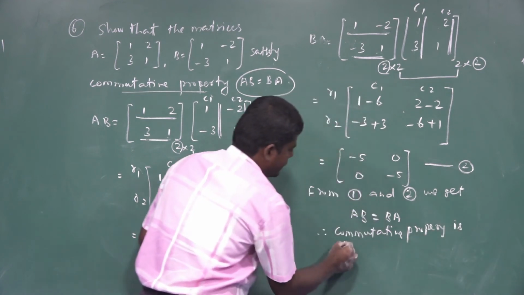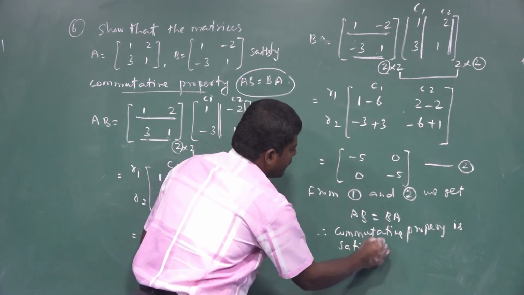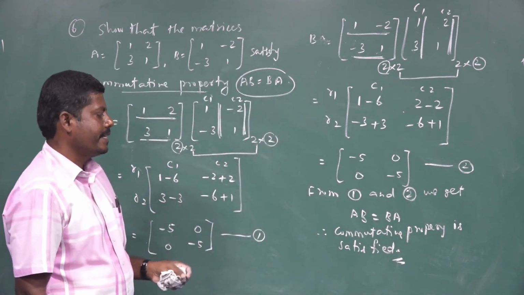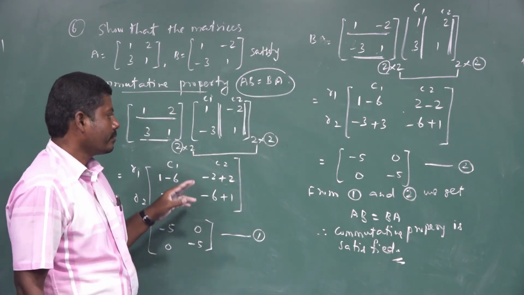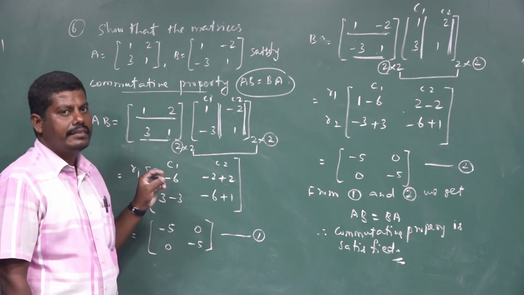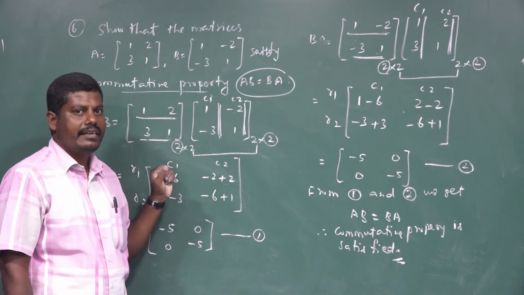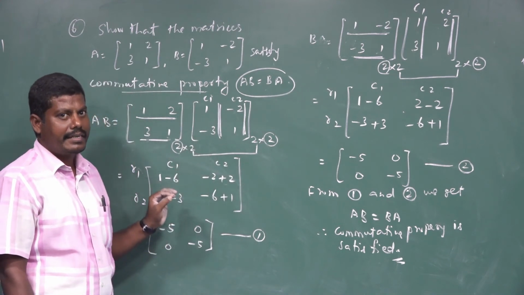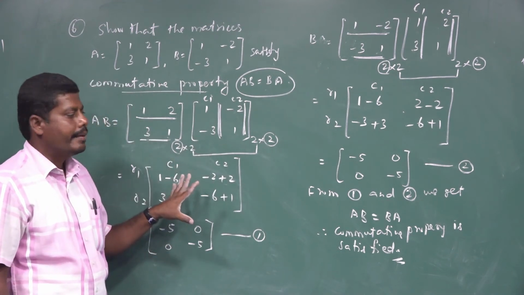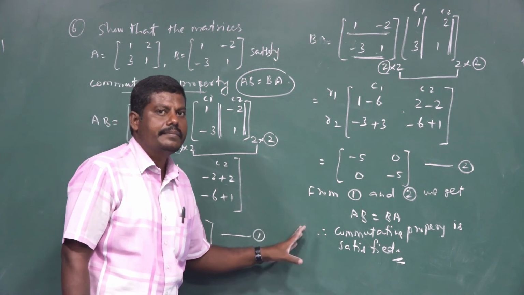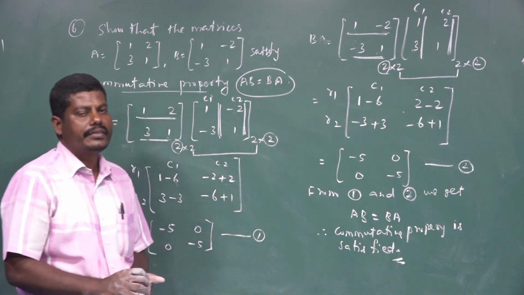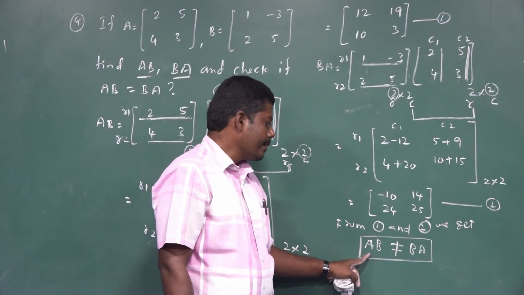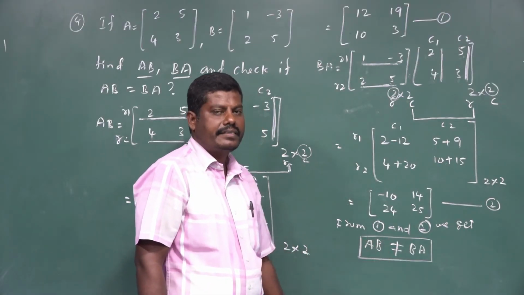Commutative property is satisfied. Again I will tell you, in general, matrix multiplication does not satisfy the commutative property. But in this question, matrix multiplication satisfies the commutative property. You keep this in your mind.